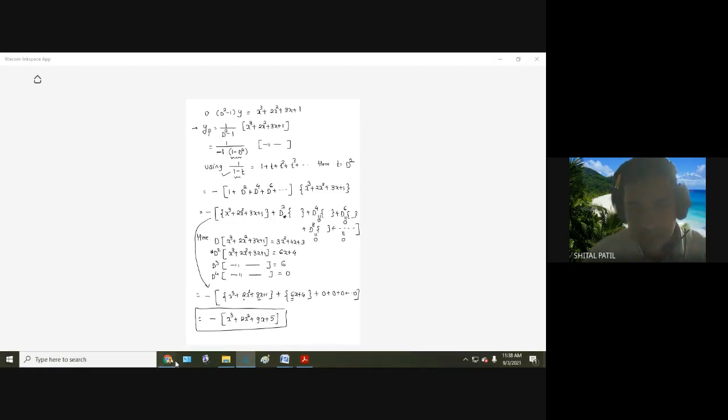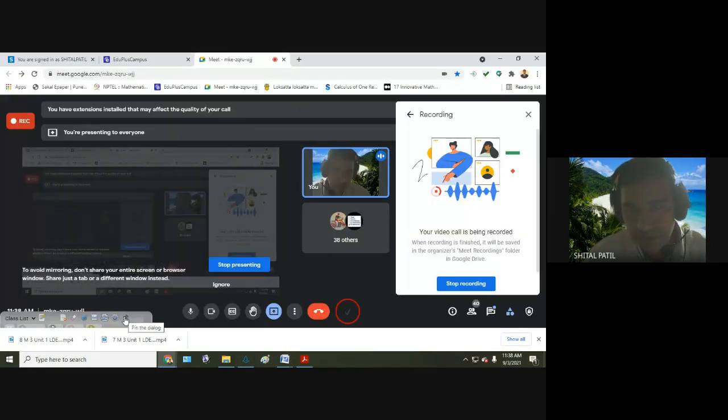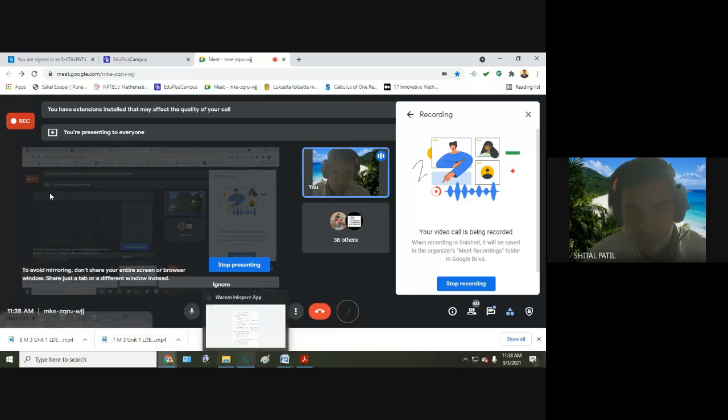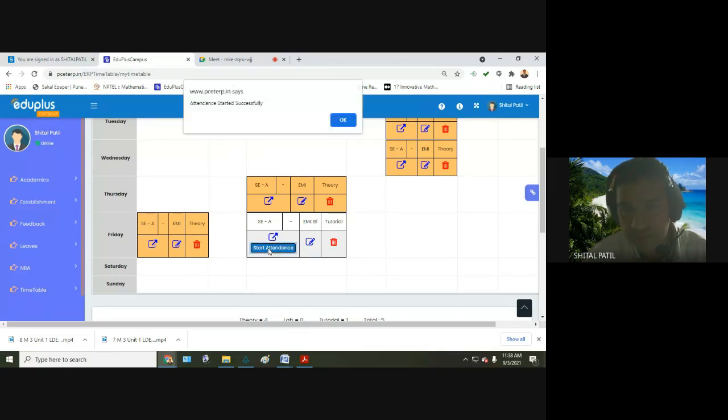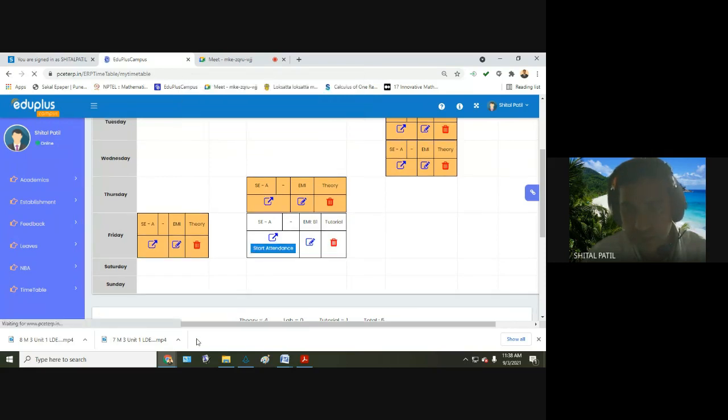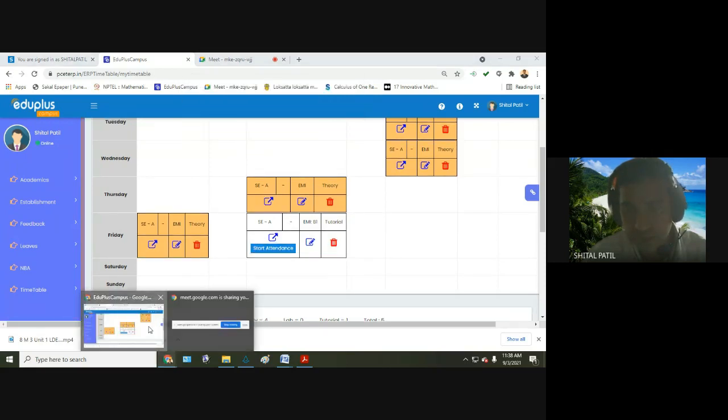Okay, let me take your attendance. Number is 40. So from now onward, attendance is to be taken in this way. This is the ERP. You might be able to see it. Start attendance. Attendance started successfully. So those who are present, their attendance will be marked.